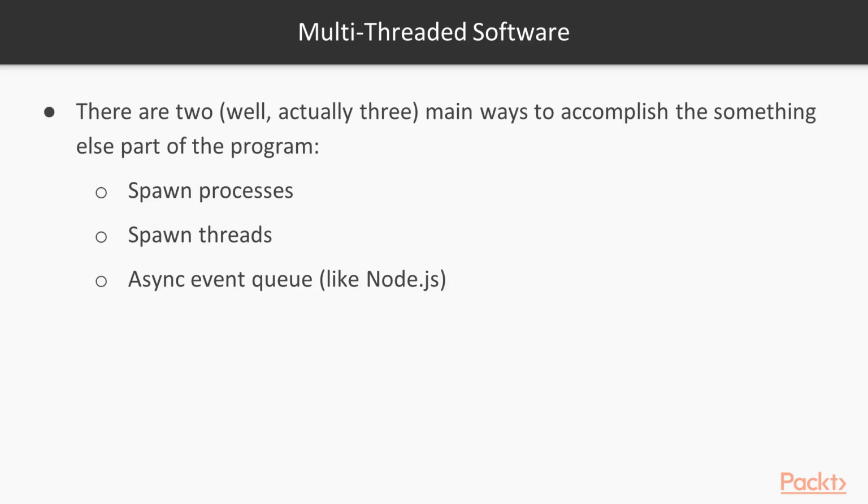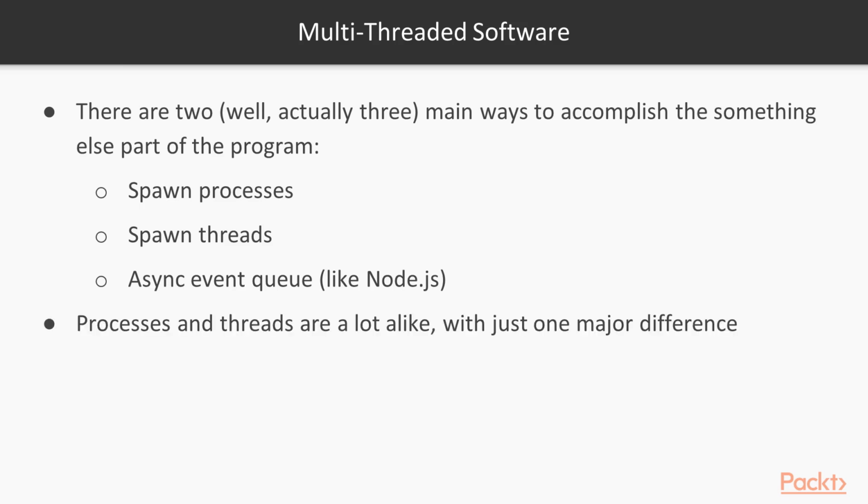You could spawn a process. This was the old way to do things, but it had some drawbacks and some overhead. You could spawn threads, which is what we'll be learning about, or you can use an evented I/O model like Node.js, but we won't be covering that here. Processes and threads are a lot alike with one major key difference. Threads share memory and processes do not, and we will learn more about this later in the section.